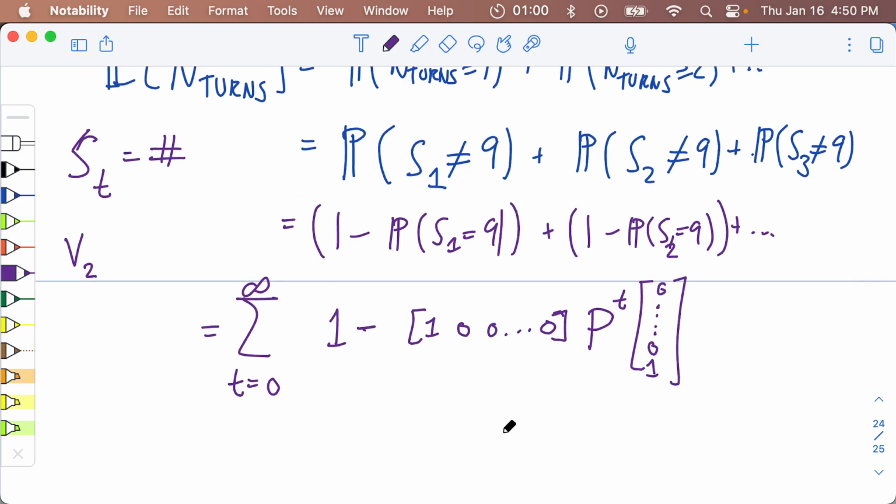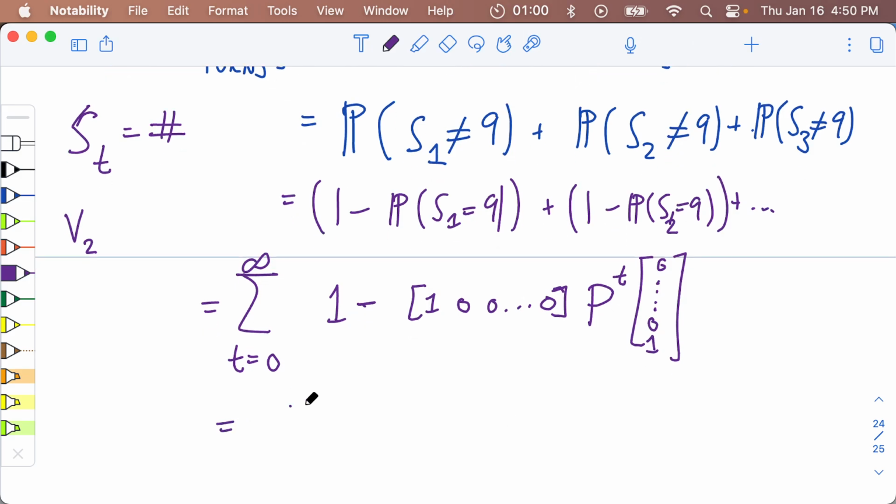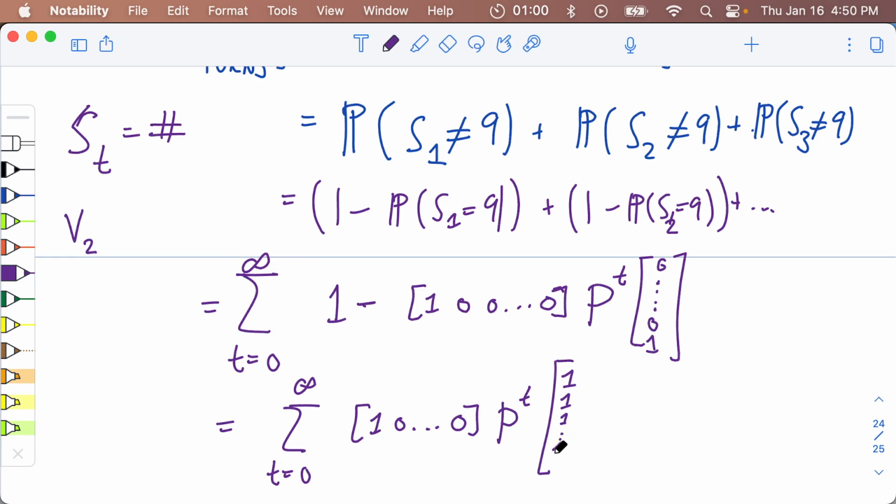Here's how you bring the 1 in. I claim it's actually the same as this: the sum from t equals 0 to infinity, same start, 1, 0, 0, 0, 0, P^t, and then instead of doing all zeros and then a 1, I do all 1s and then a 0. 1, 1, 1, 1, 1, 1, and then a 0 right at the end. And that is the same.